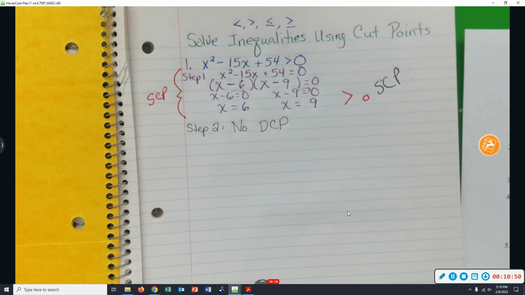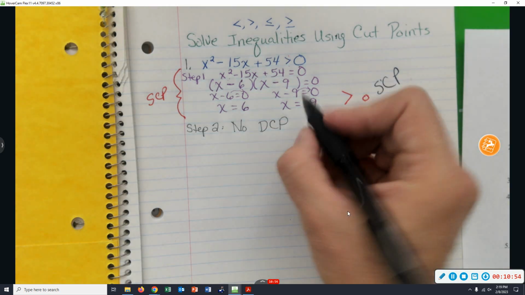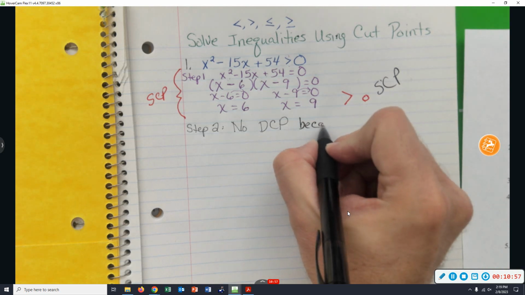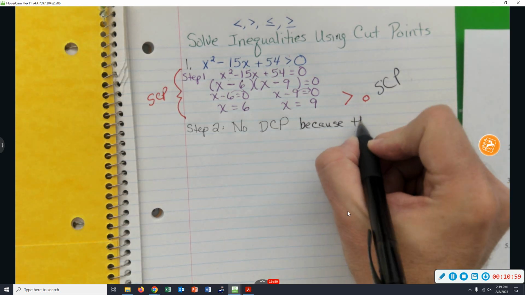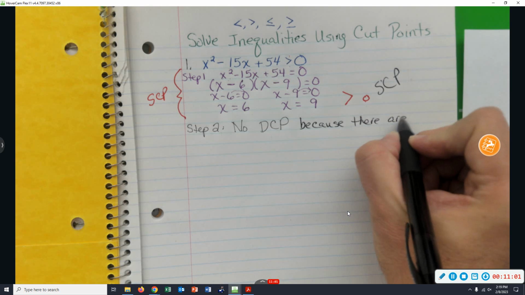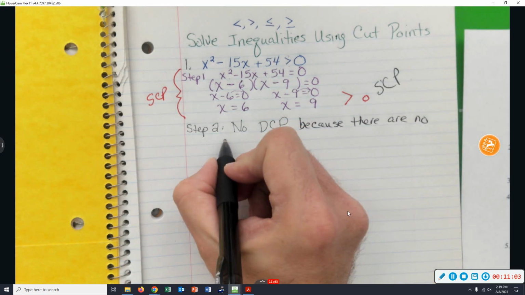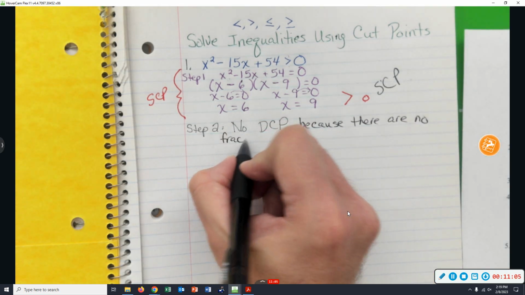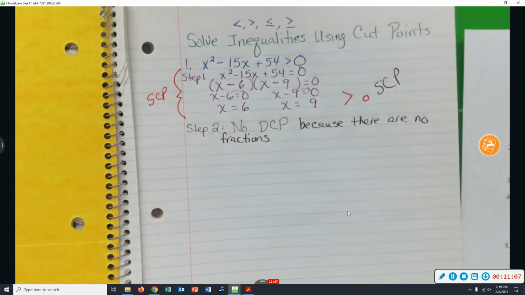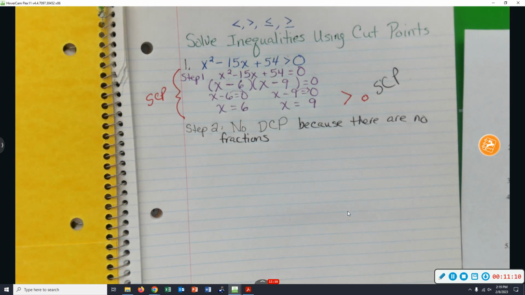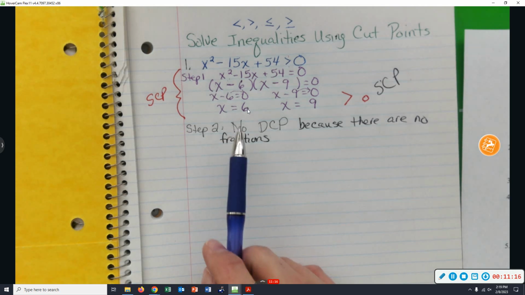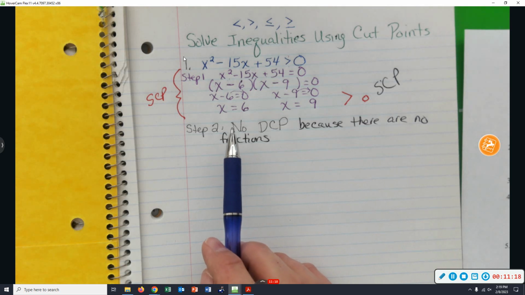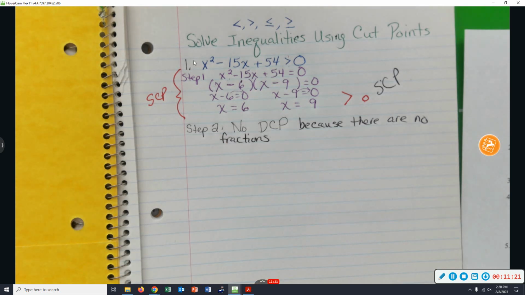Denominator cut points. Because there are no denominators. Yeah, let's say no fractions. That's a better way of wording it. There's no denominator cut points because there's no fractions in the problem. In the original problem, you could have had a solution cut point of 6/5. It's the original problem of which there are no fractions.